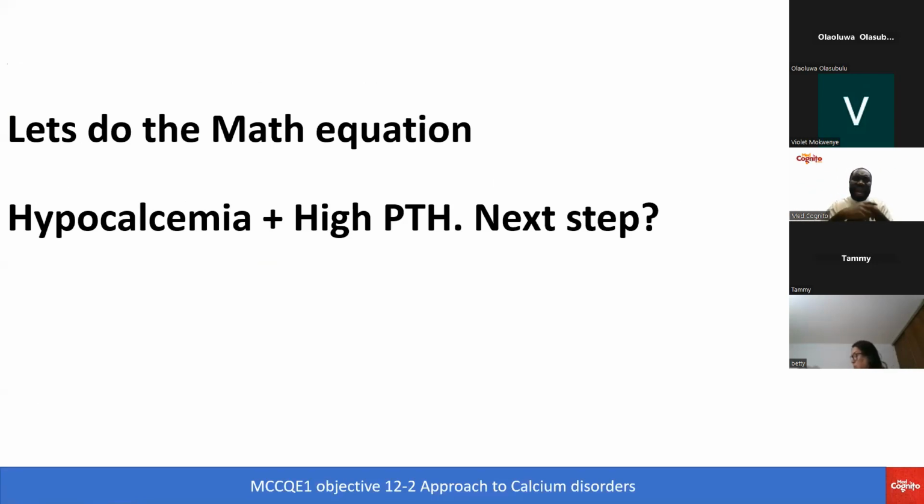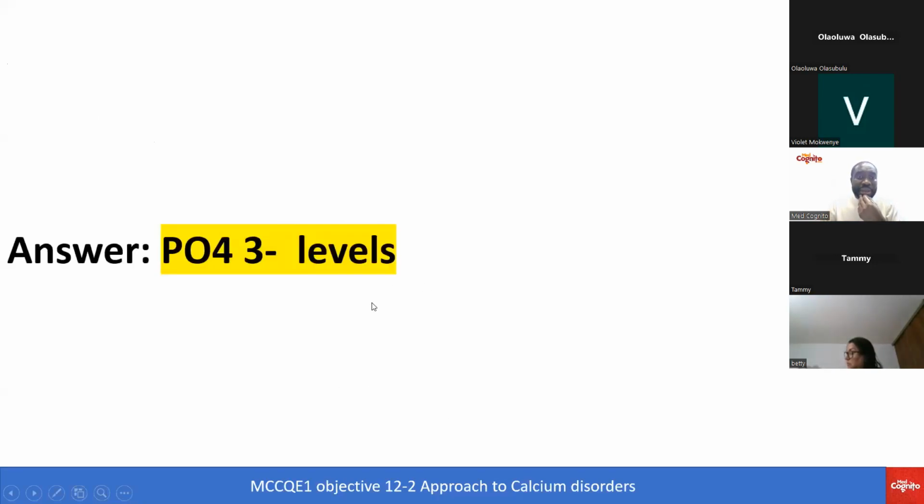If you have a patient with hypocalcemia and that patient also presents with high parathyroid hormone levels, what's your next step? Can somebody help us? Hypocalcemia in a patient with high parathyroid hormone level, not high phosphorus, high parathyroid hormone level. What's your next step? The next best step will be to check the phosphorus levels.